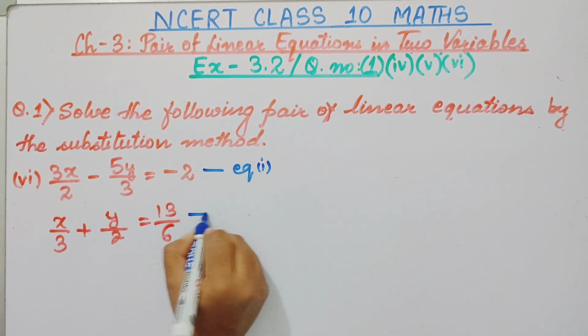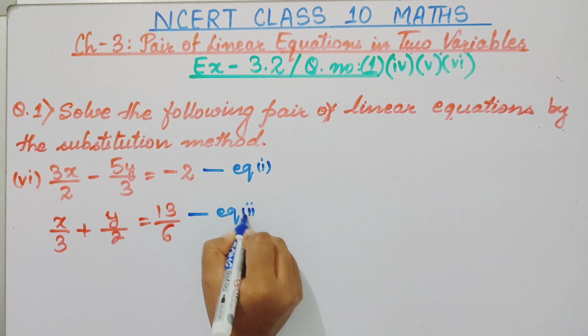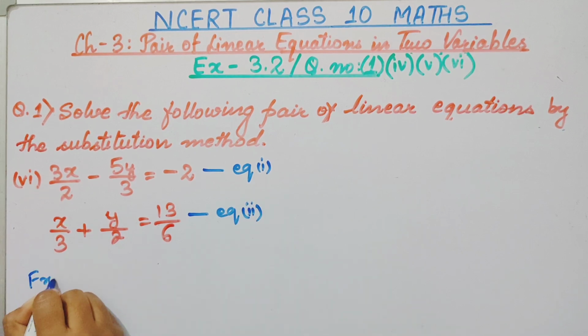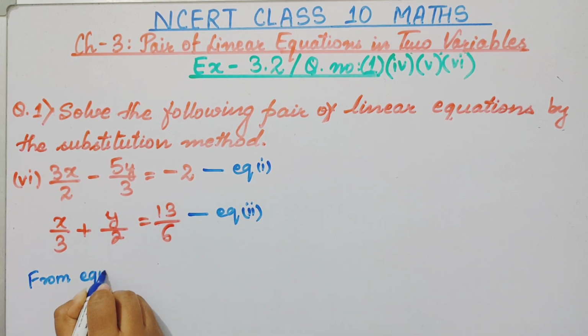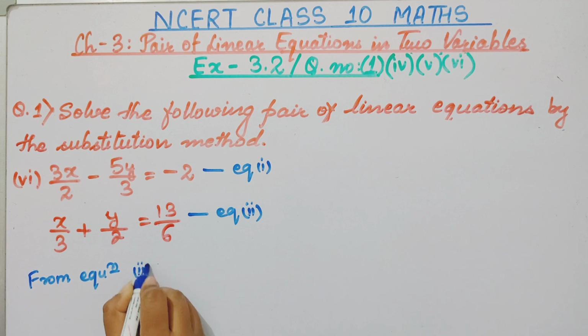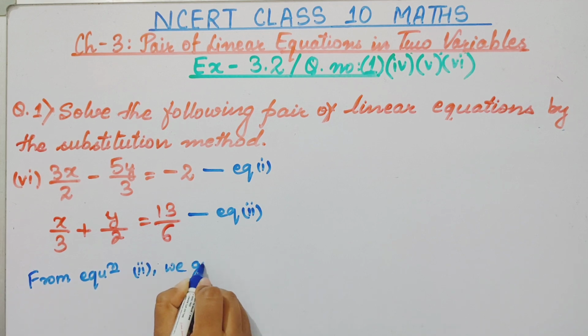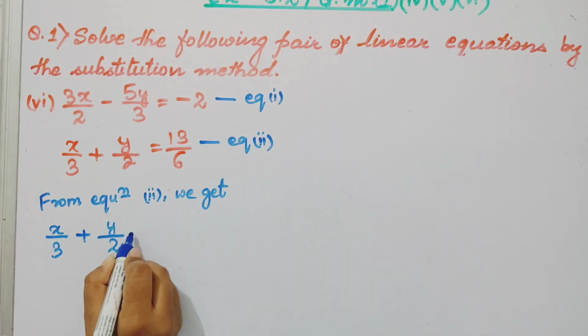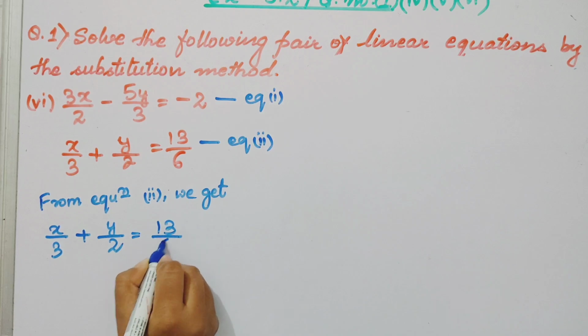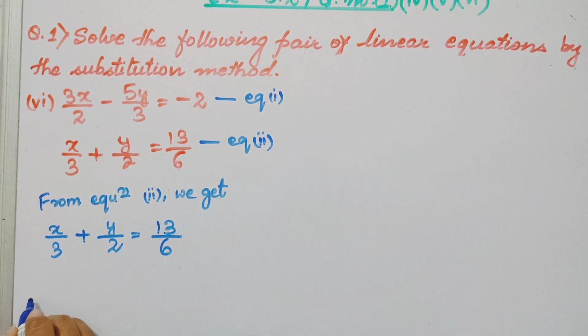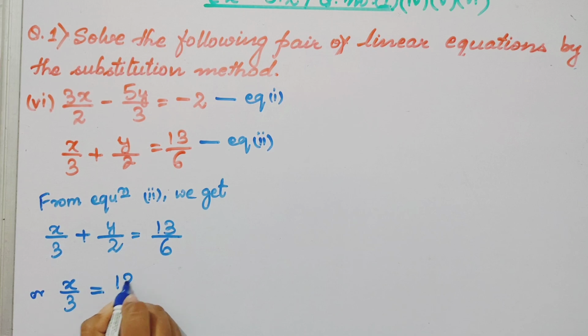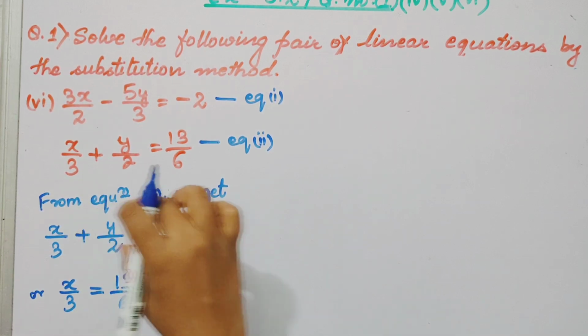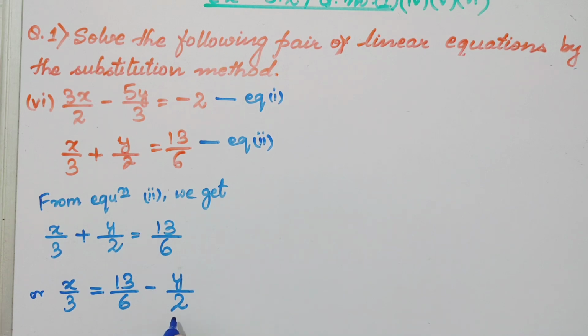Let us assume this to be equation 1 and this to be equation 2. From equation 2, this is the process to find equation 3. y by 2 equals 13 by 6, or x by 3 equals 13 by 6 minus y by 2. We are directly transferring the y term to the right hand side. Let us calculate this.